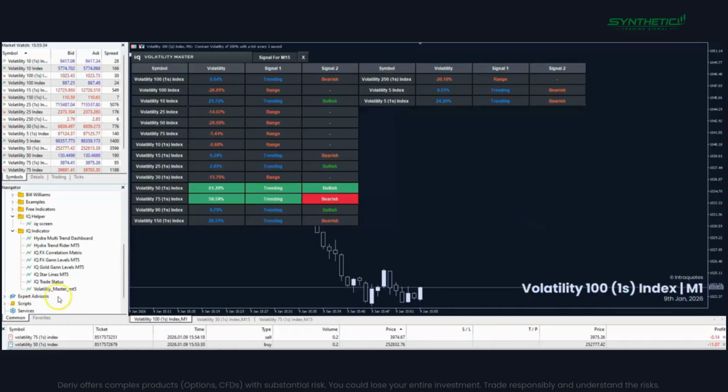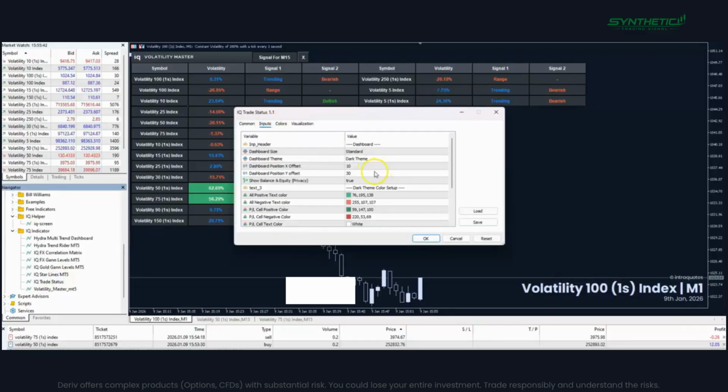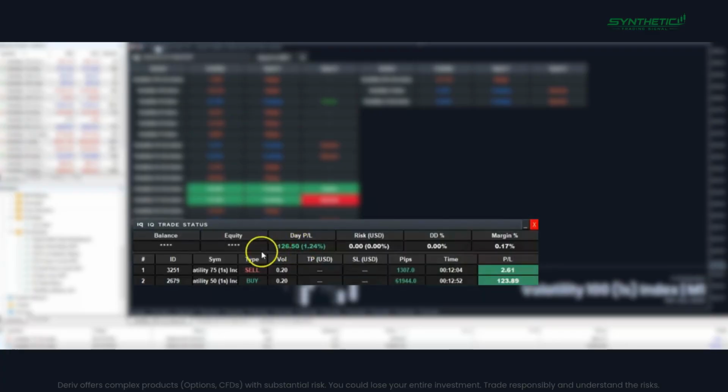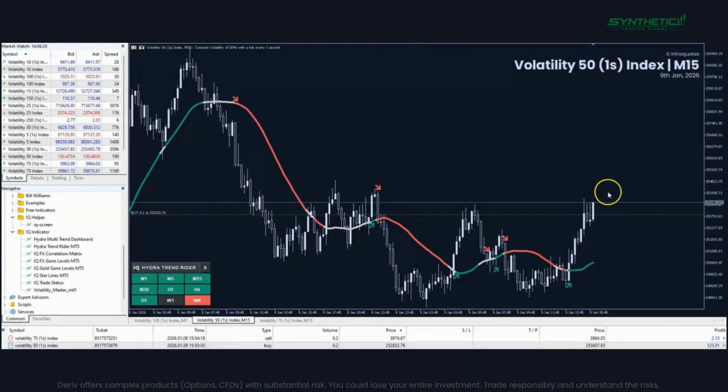I will optionally add another indicator, as I like to track all my live trades on a single dashboard with all the details I need. This indicator displays the daily profit and loss along with current live trade details. After holding the trades for about 10 minutes, both the trades are still in profit. Because of good volatility, profits can be achieved faster as the market moves more efficiently in stronger trends.